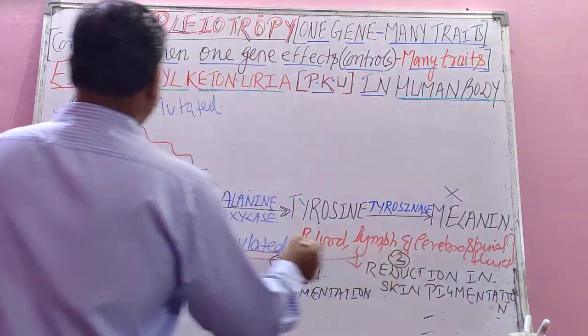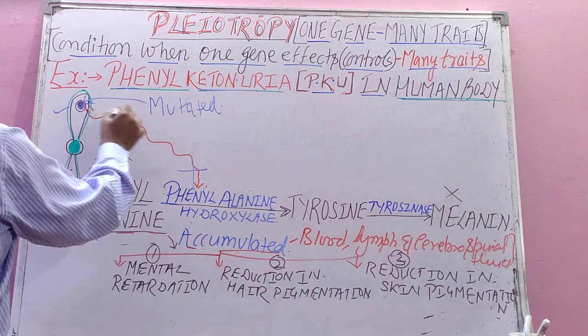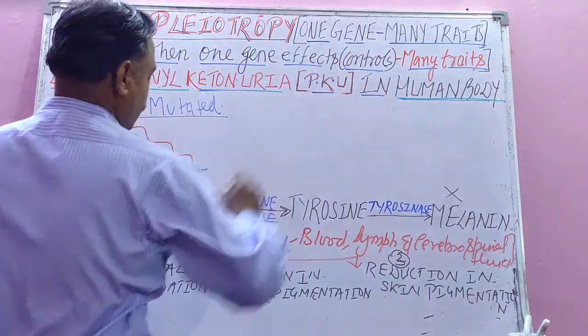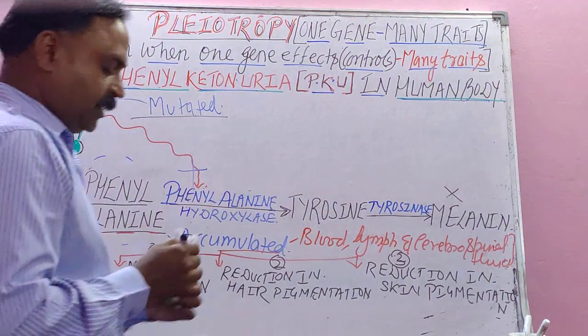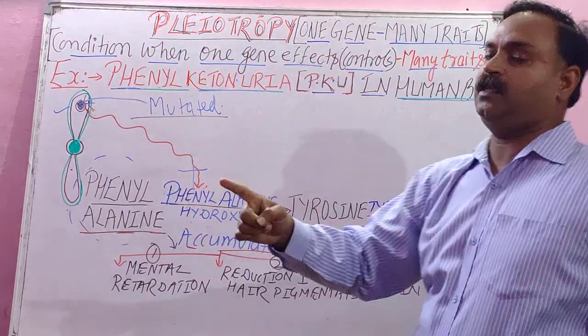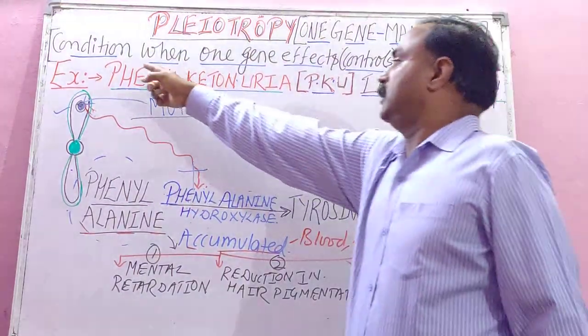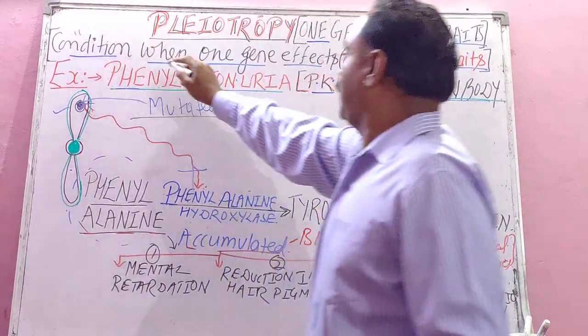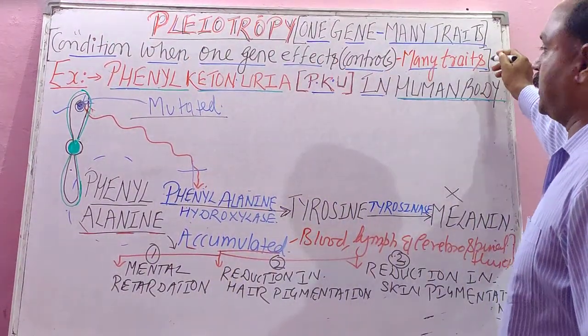These are the traits. And ultimately, how many genes are responsible? Only one, which is mutated. So one gene and many traits. Let us recap. Pleiotropy means one gene, many traits. And this is the definition: condition when one gene affects or controls many traits.